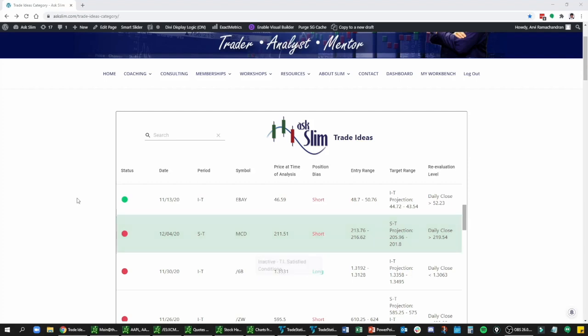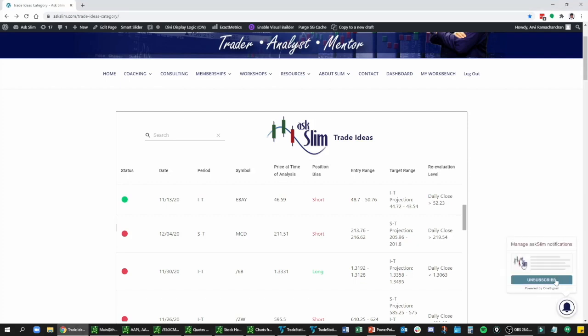What I also want to highlight is this bell in the bottom right hand corner right here. And this bell is our notification bell. So anytime we make any changes to our trade ideas, you can now be notified through an in-browser notification. So I just want to show you how that works.